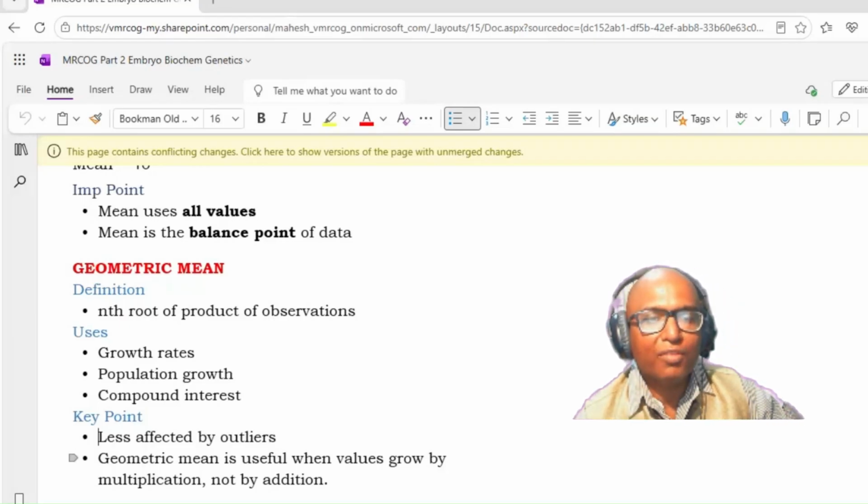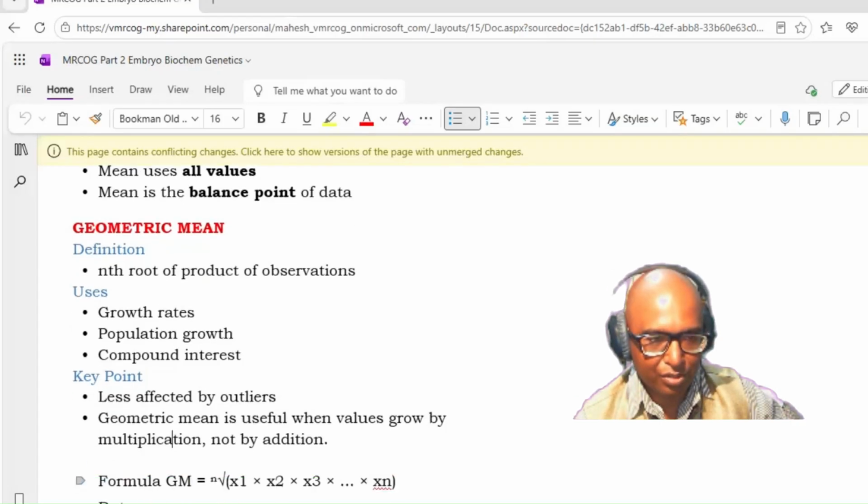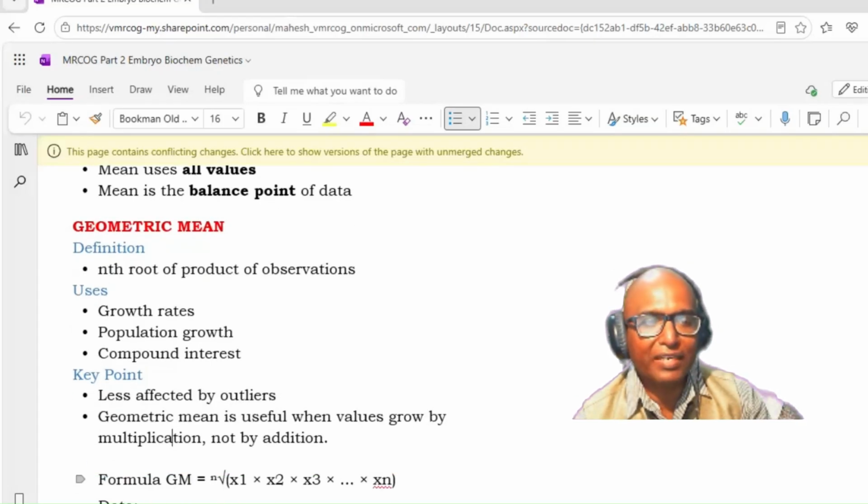Geometric mean is useful when values grow by multiplication and not by addition. So this is suitable where the values are growing by multiplication and not by addition. The formula for the geometric mean is the nth root of the product of all observations.